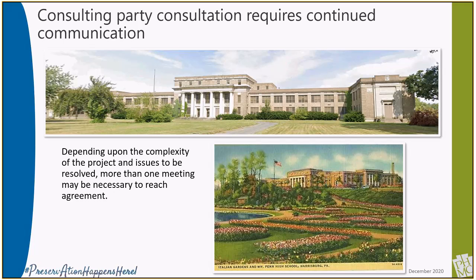This historic school, the William Penn High School in Uptown Harrisburg, is currently vacant and is a good candidate for some sort of redevelopment. It is located adjacent to a historic public park called Italian Lake, so two historic resources could be affected by a major project there.